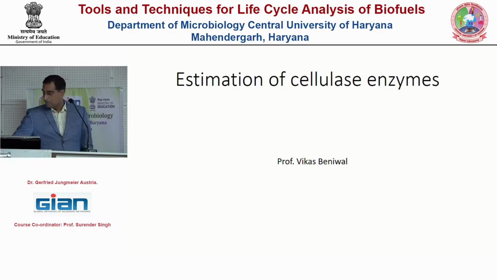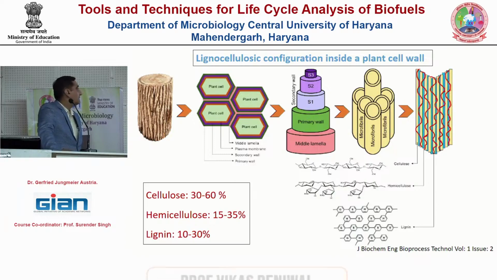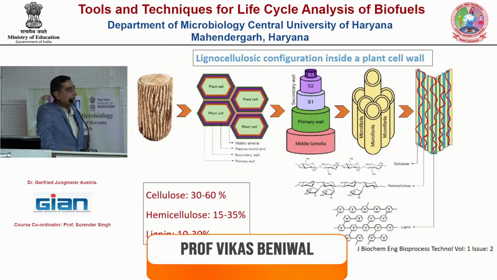So the topic is estimation of cellulase activity. Before going to cellulase activity, as Professor Surinder Singh was saying, the main motto is to convert lignocellulose biomass into bioethanol. The first step is saccharification of lignocellulose biomass. Before the enzyme acts, let's understand the plant cell wall, as you all have gone through. This is the structure of the overall plant cells, and the plant cells are combined together.